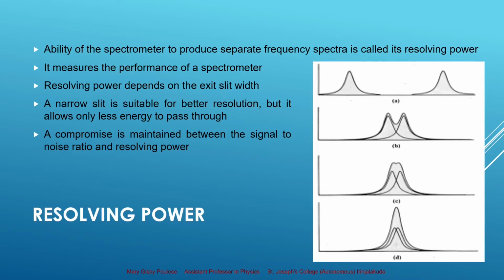So there we won't be able to view the second order spectrum if the amplitude is too low. So we make a compromise while adjusting the slit width. We don't make it so narrow, we just make it narrow such that enough spectral lines are just resolved. And then enough light would also be passing through it. So here a compromise is maintained between the signal to noise ratio and resolving power.